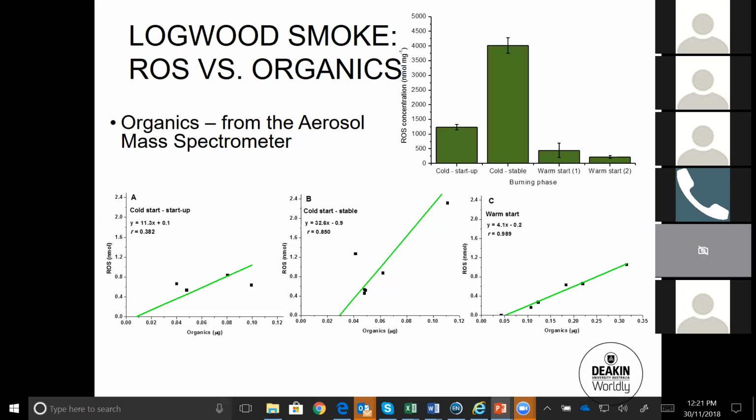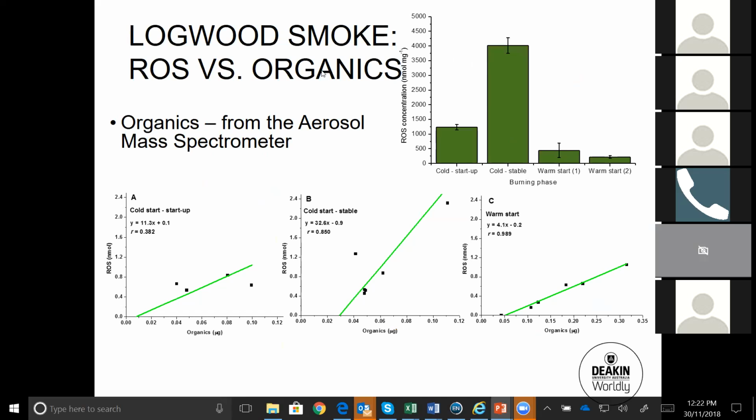This experiment was designed so that we can analyze different burning stages: cold startup of burning wood, then cold stable, then the warm start, and the last one here, as you can see, is when the burning of wood was stable. On the y-axis, we have ROS concentration, which again tells you about the potency to cause oxidative damage. And we can see that the most toxic stage of burning wood is that called cold start. So basically, maybe a few minutes after we make the fire.